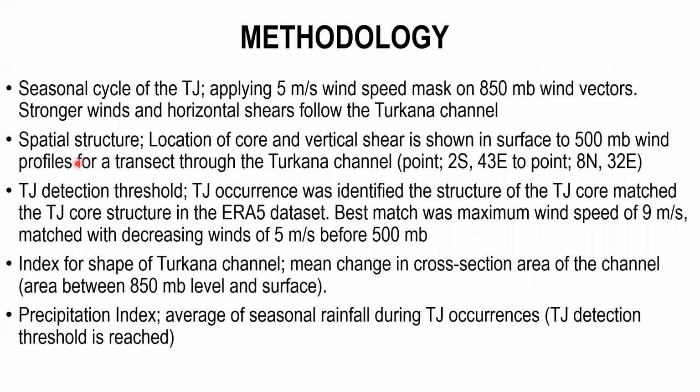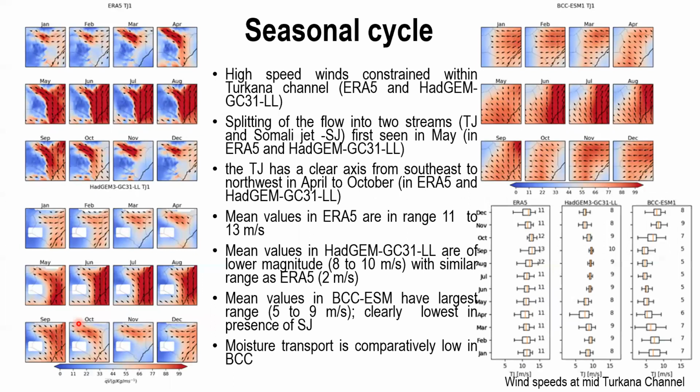So we'll show the seasonal cycle of wind vectors at 850. We'll show vertical profiles of winds along the Turkana Channel. We'll have some thresholds for the TJ, as well as an index for the shape of the Turkana Channel, and an index for precipitation, just to be able to analyze variabilities in the Turkana Jet.